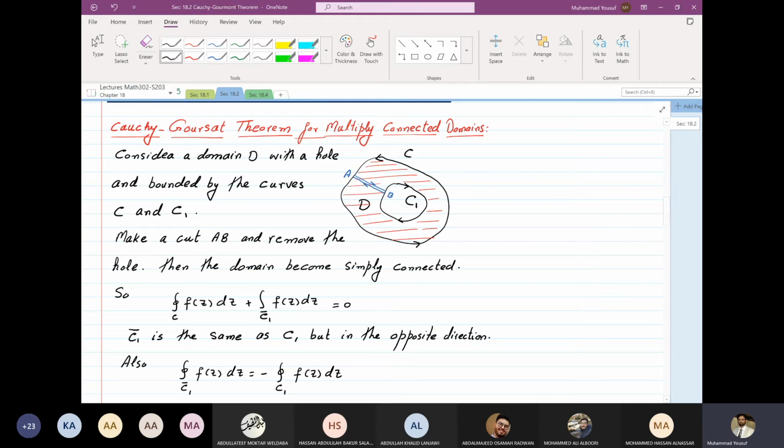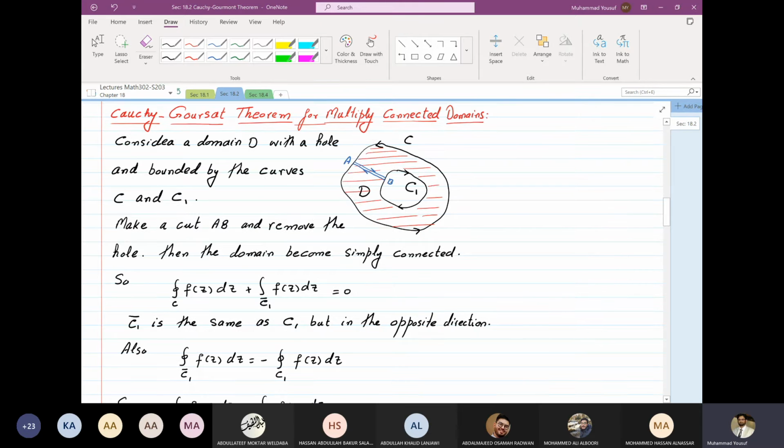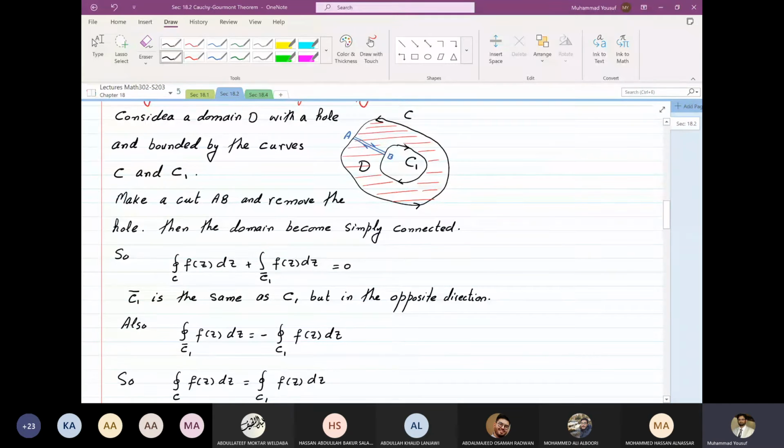So now consider a domain D with a hole and bounded by the curves C and C1, outside curve C, inside curve C1. Now make a cut AB and remove the hole. Then the domain becomes simply connected. So when the domain is simply connected, some part of it is bounded by curve C, and some part of it is bounded by curve C1.